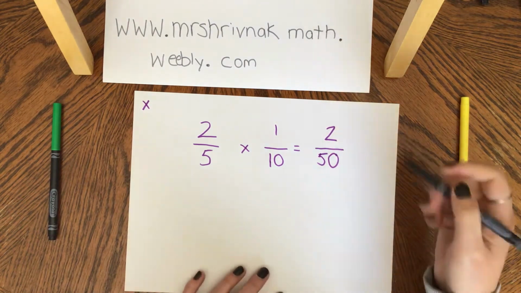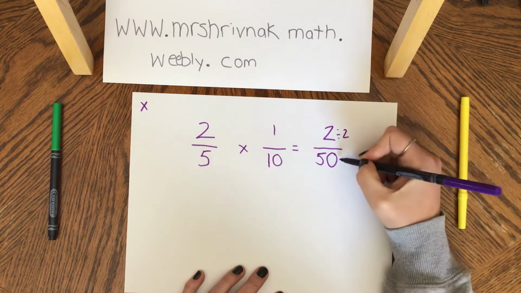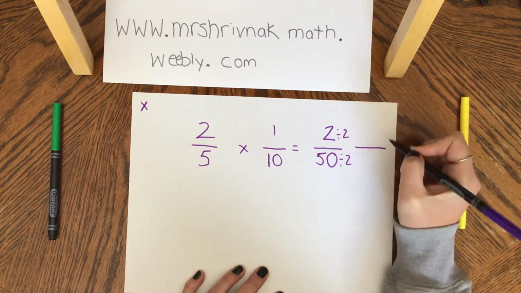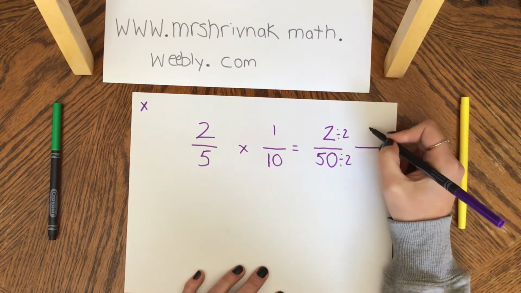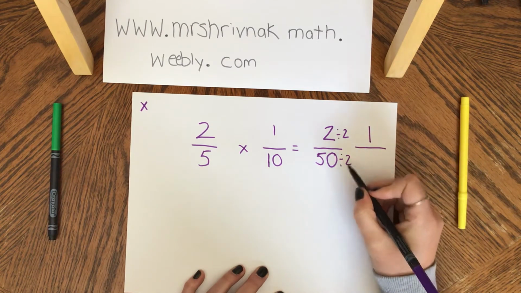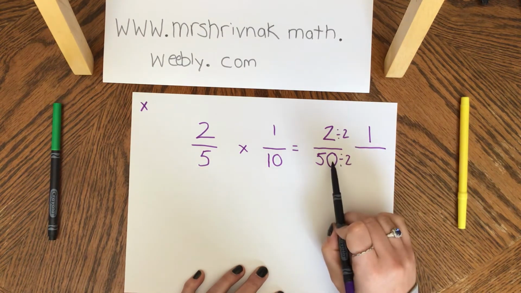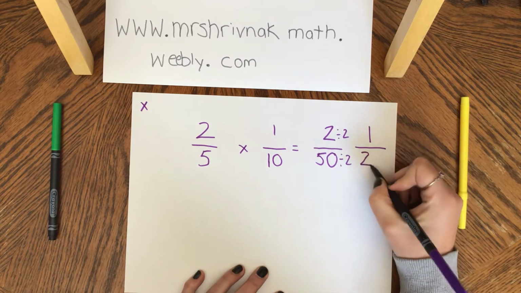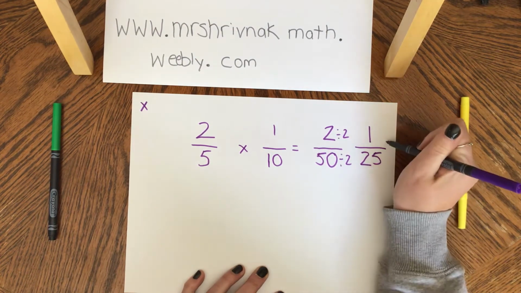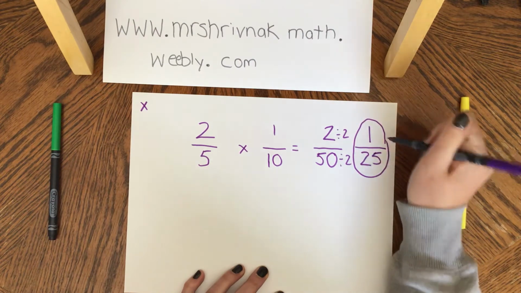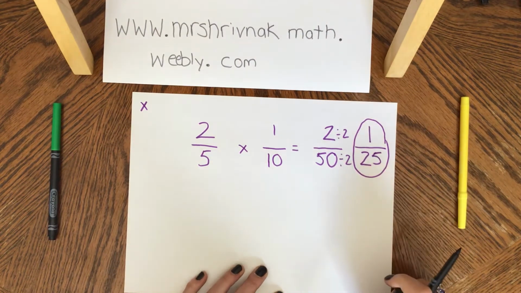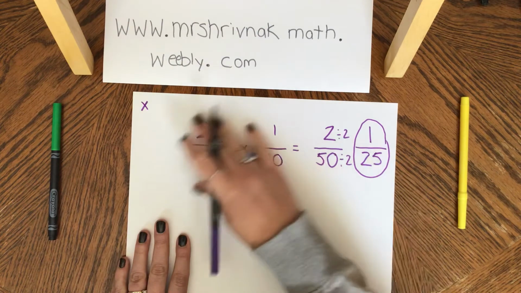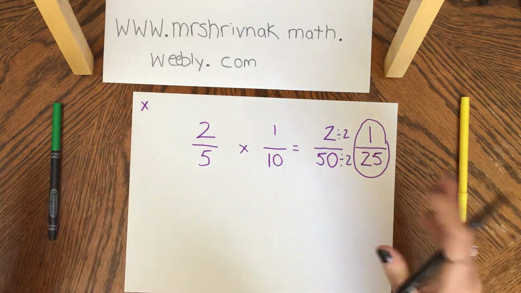I can simplify this by dividing by 2. 2 divided by 2 is 1. 50 divided by 2, you could think of this like 2 quarters. So if I had 2 quarters and I divided it in half, I would have 1/4. So half of 50 is 25. So I have 1/25.